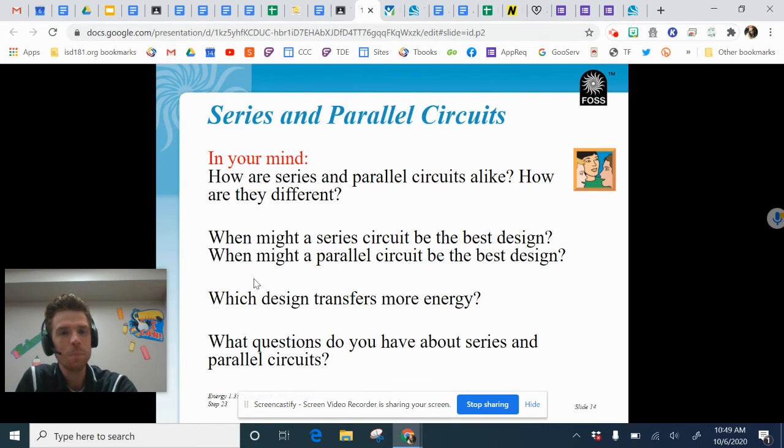Very cool. So in your mind, how are series and parallel circuits alike? How are they different? When might a series circuit be the best design? When would light bulbs in a series be a great design? When do you think parallel circuits might be a great design? Which design transfers more energy? What questions do you have about series and parallel circuits?